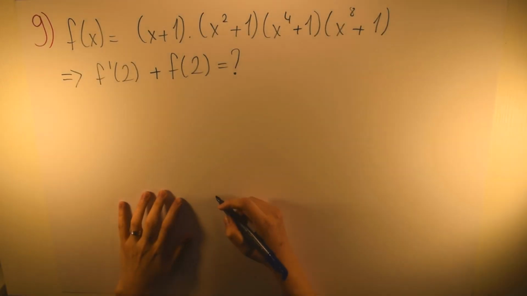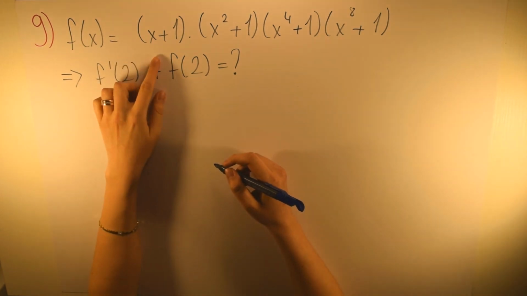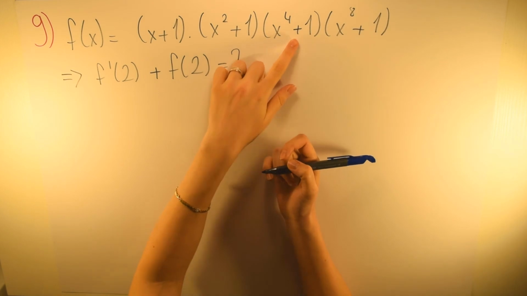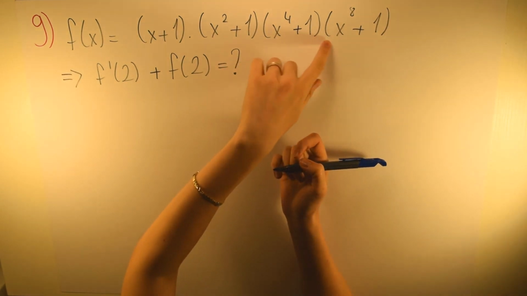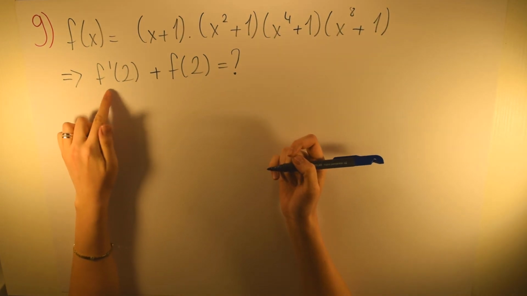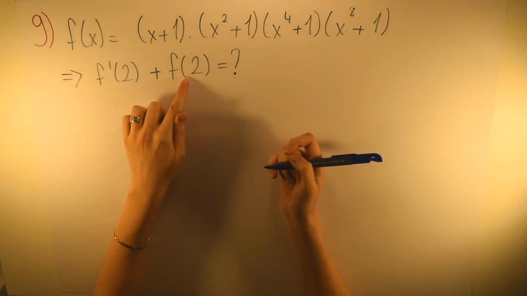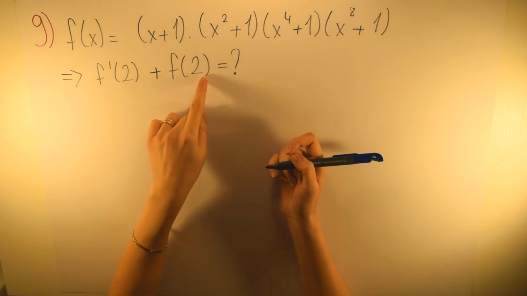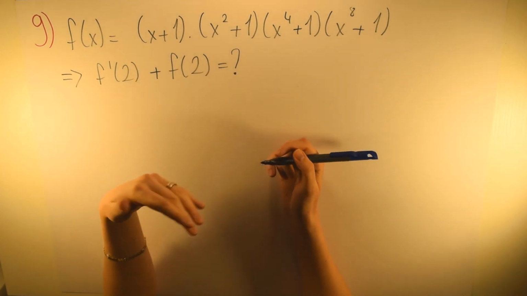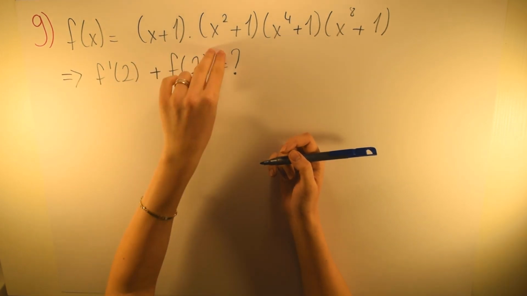In this question we have f of x is equal to (x plus 1) times (x squared plus 1) times (x to the power of 4 plus 1) times (x to the power of 8 plus 1). So what is the value of the derivative of f of 2 plus the value of f of 2? In these kinds of questions, it's hard to multiply one by one, okay?